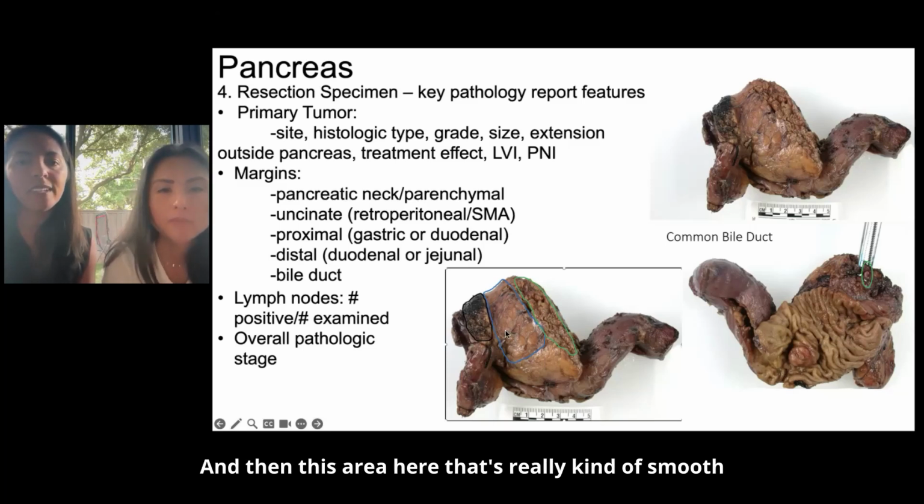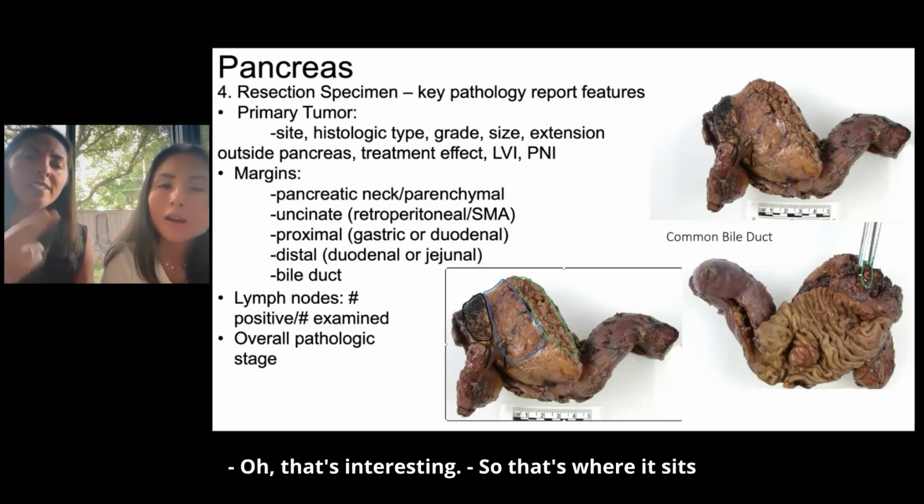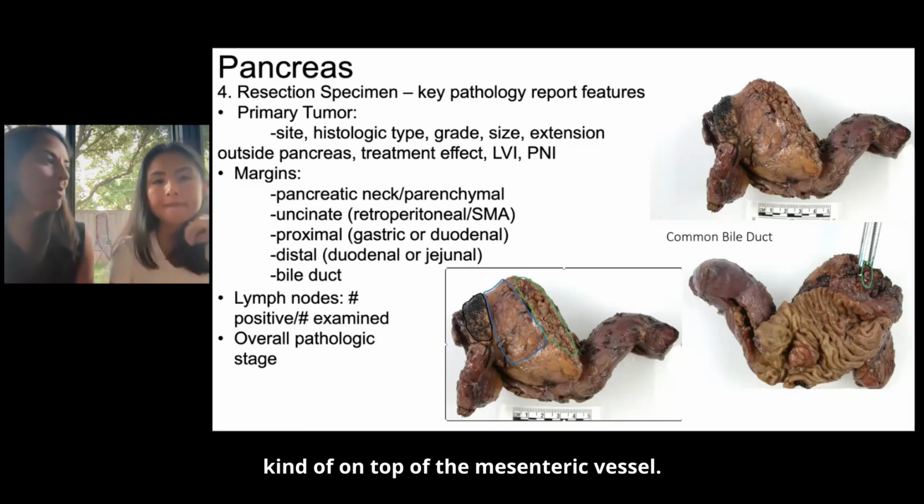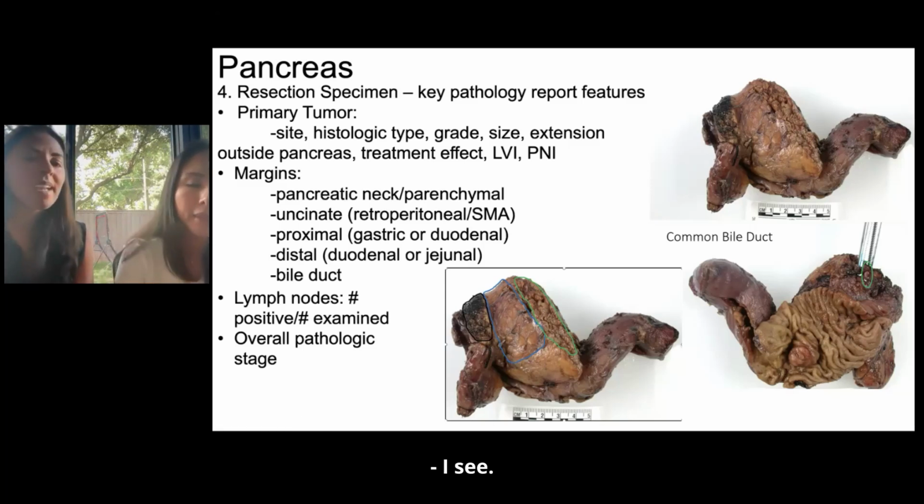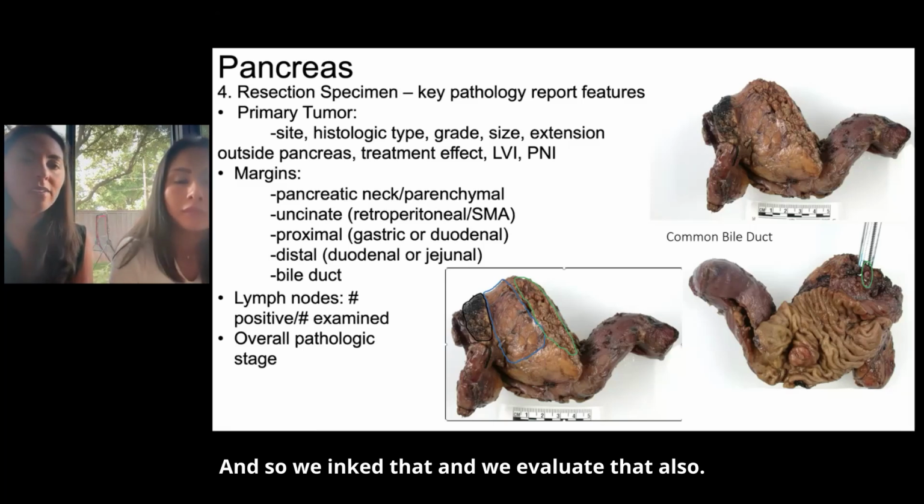And then this area here that's really smooth is the vascular groove area, where it sits on top of the mesenteric vessels. So a lot of recurrences happen there, even though it's not traditionally considered a margin. And so we ink that and we evaluate that also.